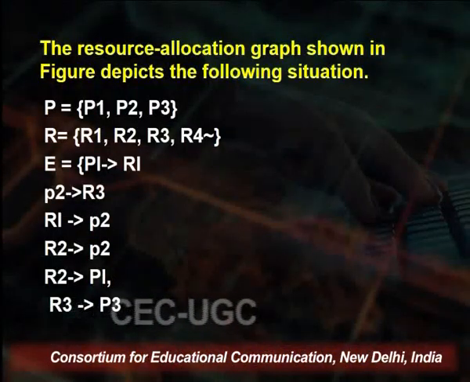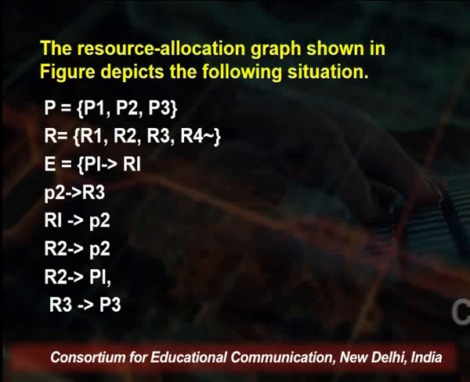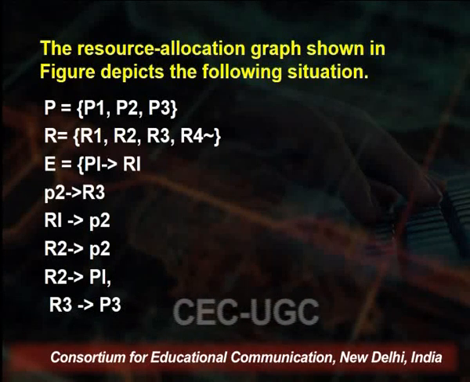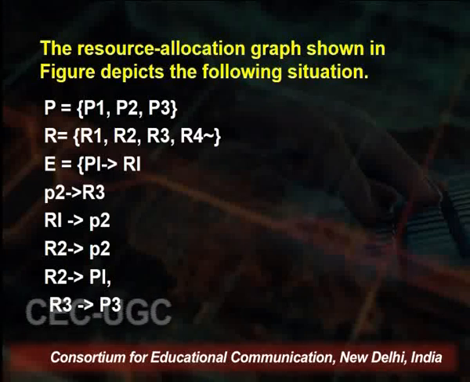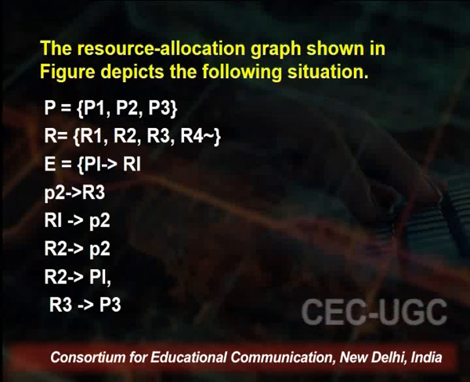So, as far as the set of edges within this resource allocation graph is considered, we have these many edges which are shown on the screen. There is an edge from P1 to R1, then an edge from P2 to R3, then from R1 to P2, from R2 to P2, next from R2 to P1, and from R3 to P3. Now, what is the significance of this?